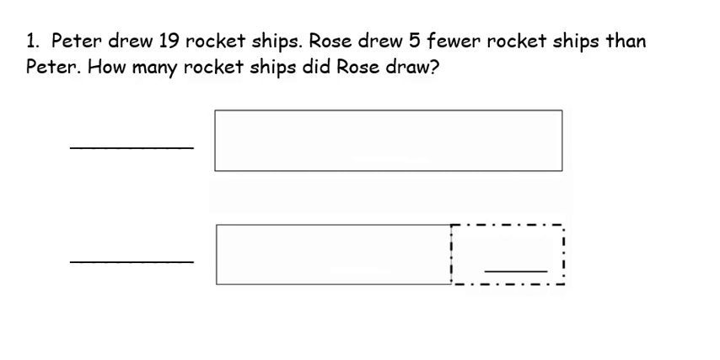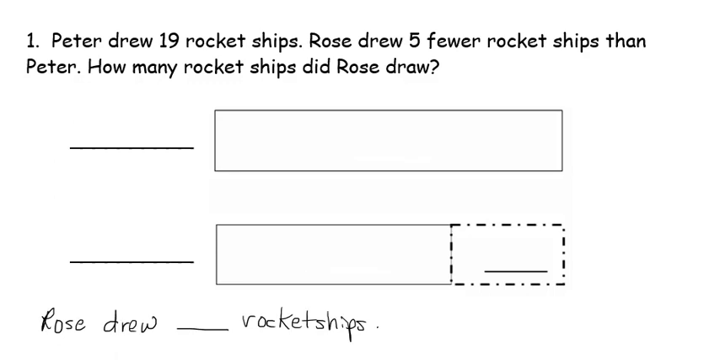If we look at the first problem, it says Peter drew 19 rocket ships. Rose drew 5 fewer rocket ships than Peter. How many rocket ships did Rose draw? I'm going to start by writing an answer statement so I know the goal of the problem. The final question says how many rocket ships did Rose draw? So I'll start by saying Rose drew blank rocket ships.